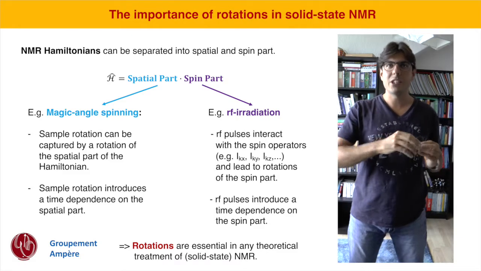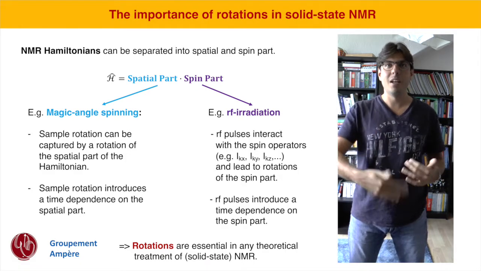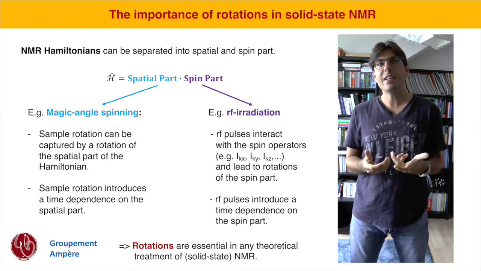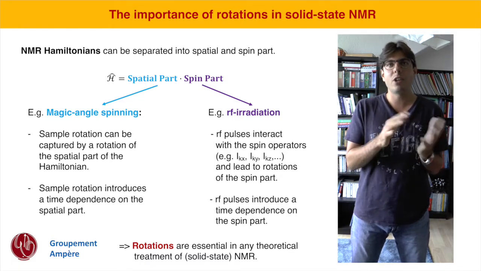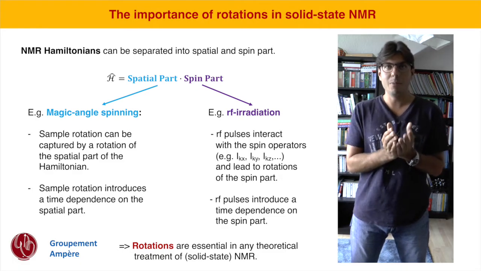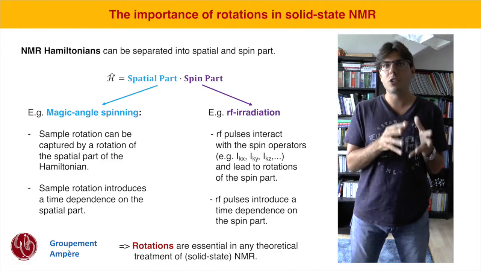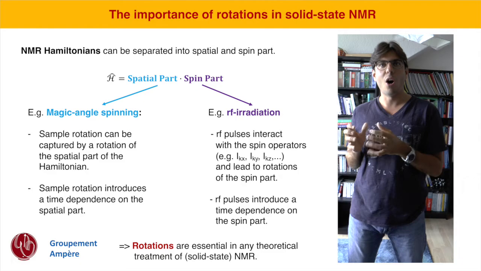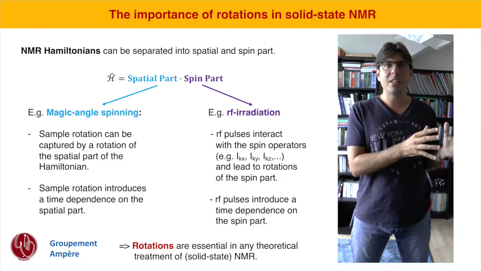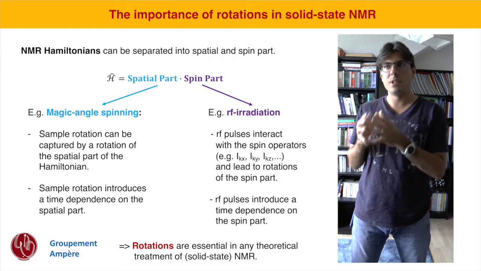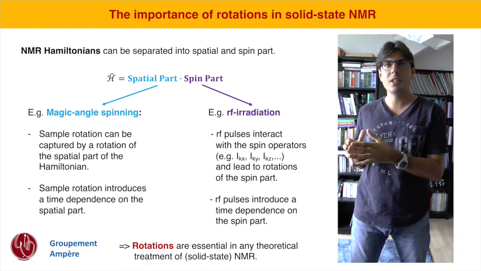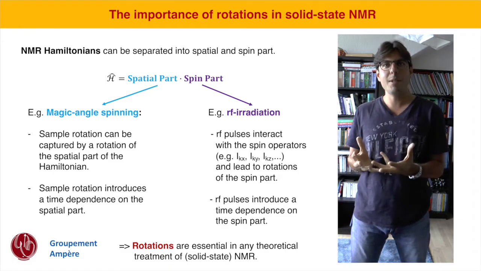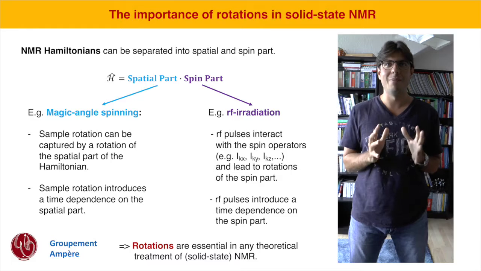And in this context, what is magic angle spinning doing? If we think about it, magic angle spinning is just rotating our sample around a certain axis inclined by the magic angle. And what is the effect of this rotation? Well, we are not doing anything else than changing the orientation of our interactions in a molecule. And what does this mean? That we are just performing some rotations on our spatial part of the Hamiltonian. So in summary, sample rotation can be understood as a rotation of the spatial part of the Hamiltonian, and in the case of magic angle spinning it introduces a time dependence on the spatial part of the Hamiltonian.